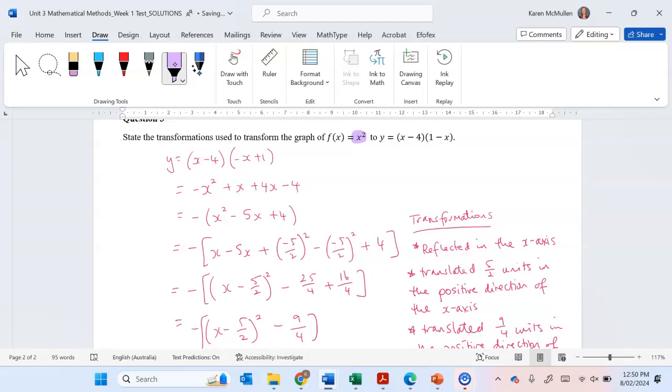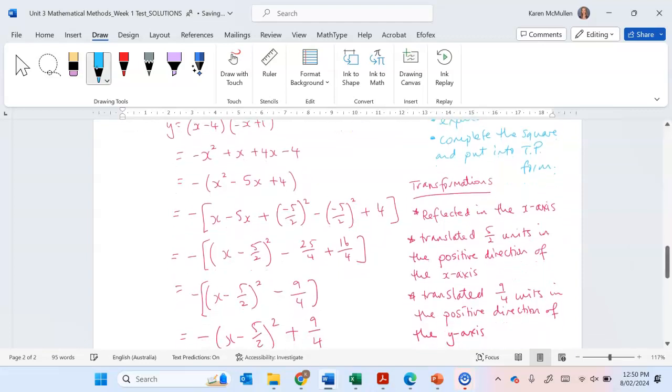Now, if you're looking at a quadratic, the easiest thing to do is to get it into turning point form. So you want to complete the square. So in this case, we have to expand first. We have to expand that quadratic because it's currently in factorized form. We need to complete the square to get it into turning point form, and put into turning point form. I'm just going to write TP form.